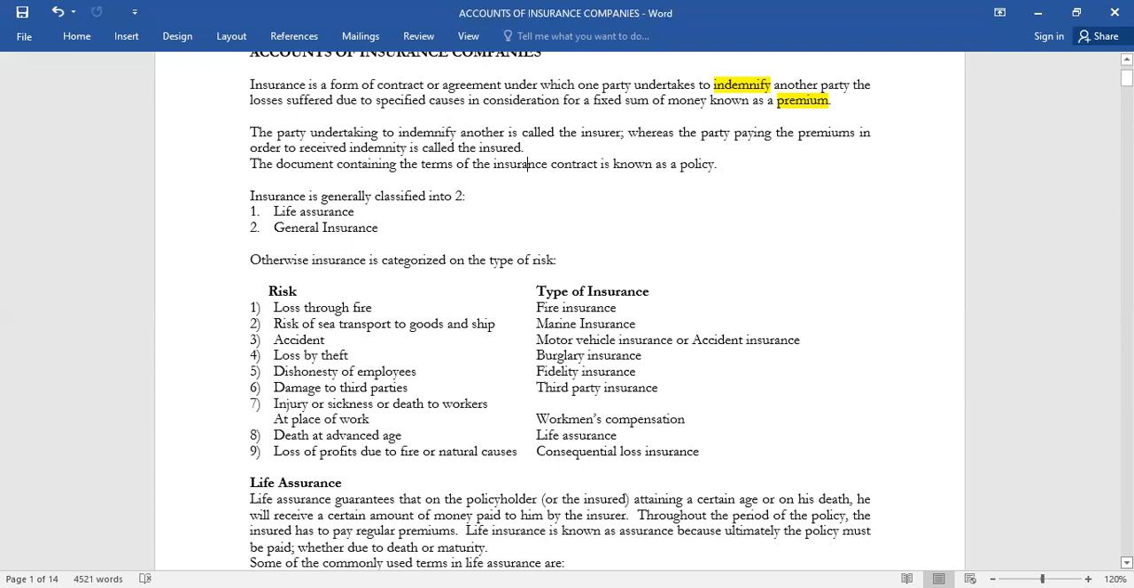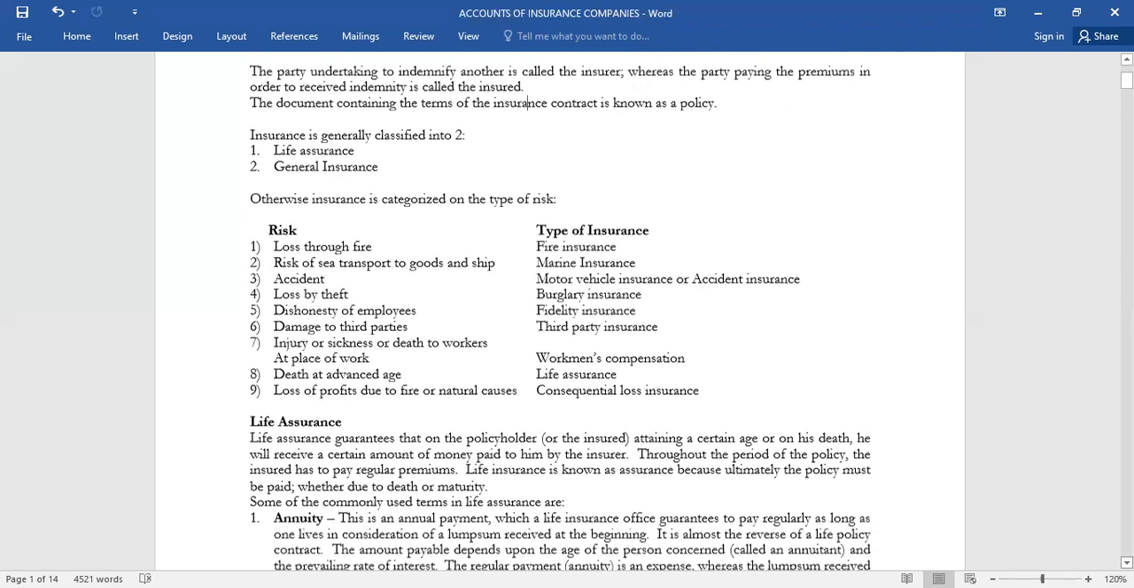Then we have injury or sickness or death to workers at the workplace. This is what we call WIBA, or workman compensation. We have death, for which I've already talked about life assurance, and loss of profit due to fire or natural causes, which we call consequential loss insurance. Different insurance companies have modified this product, but they mean one and the same thing. For instance, if someone is cushioning themselves against terrorism, they might have a product called terrorism insurance, but it falls under the category of consequential loss insurance. So that's how we broadly categorize the insurances.